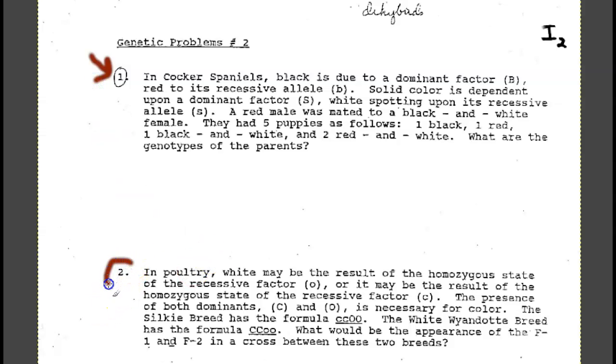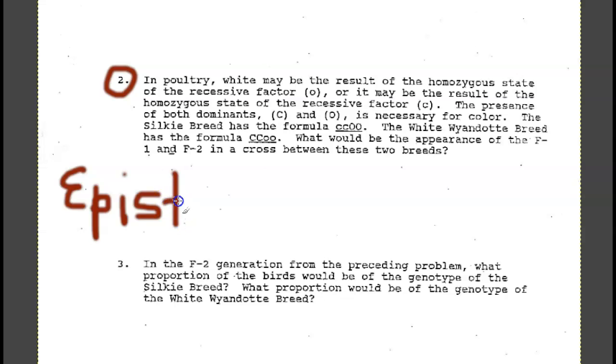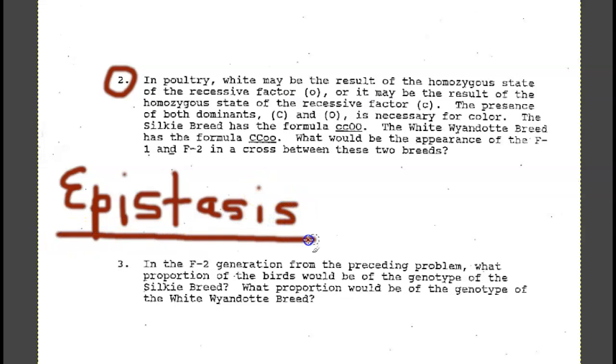And right here, I told you to write in the margin this word: epistasis. And if you recall, epistasis involves some type of masking. So I actually already did the problem for you, so let's go to the GIMP board that I have it done on, and then I'll go through it.